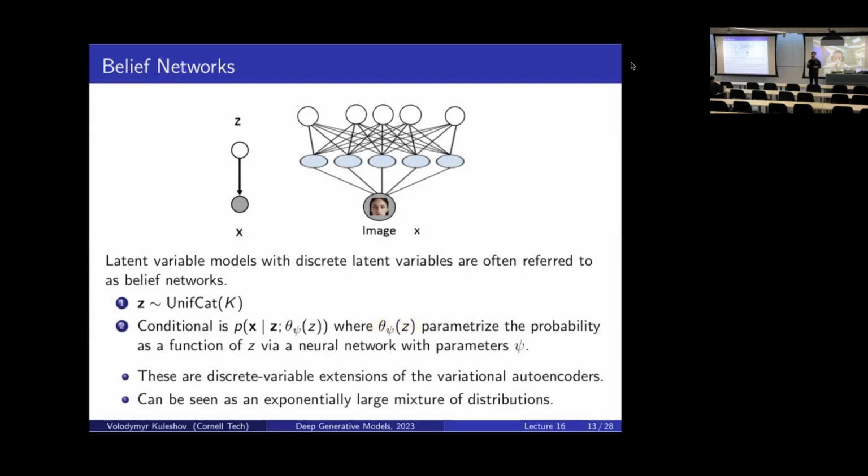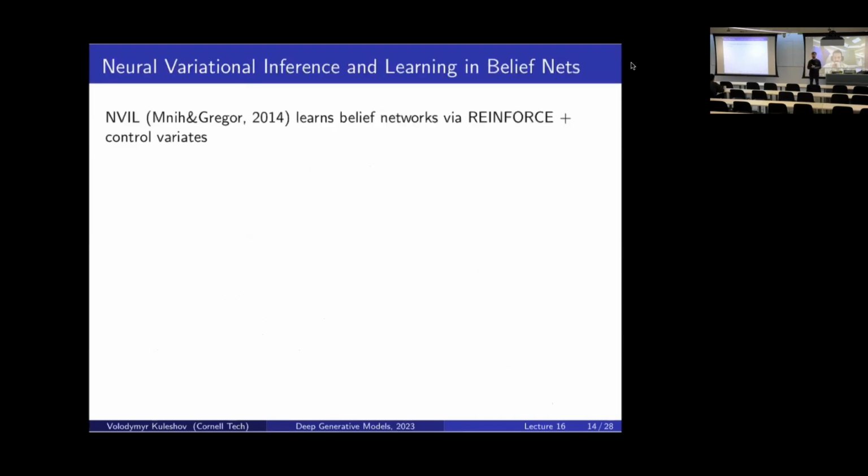And you can think of this similarly to how a VAE is a continuous mixture of an infinite number of Gaussians. Here you can think of a belief network as a mixture of an exponential number of Gaussians, one for each assignment to the latent variables. So how would we learn these belief networks? Because our Z's are discrete, we can't apply the reparameterization trick. Instead, we can apply the REINFORCE estimator, which was done by this early work called NVIL from DeepMind.